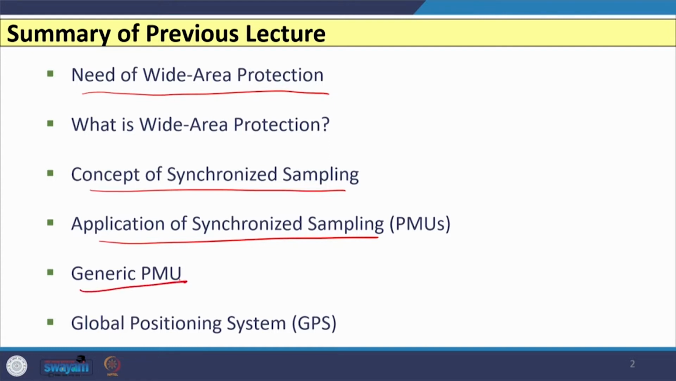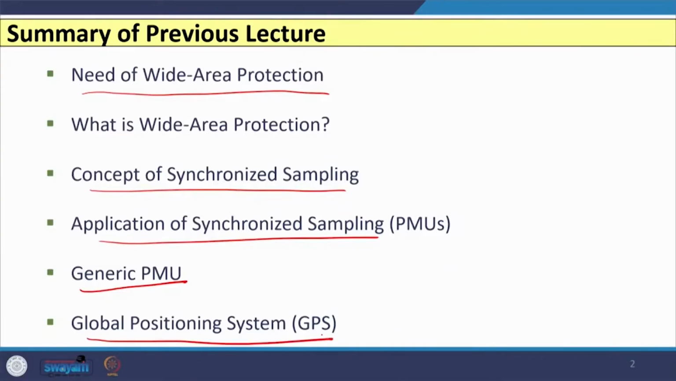Then we have discussed the basic block diagram of a generic PMU, in which the acquiring of data is carried out, and then it is processed by a signal conditioning unit, and then this is given as an input to the microprocessor block, which is going to compute the estimates of voltages and currents, which are time stamped signals, and this output will be transmitted via a channel through some modem devices. And this time stamping is done by the system known as the global positioning system.